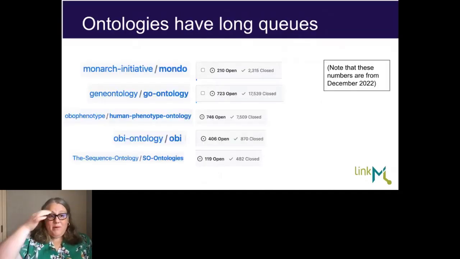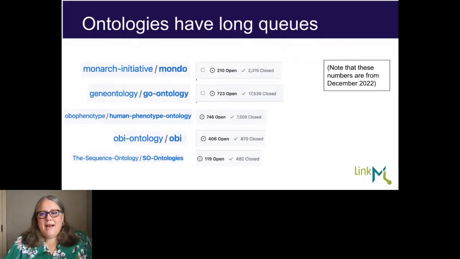And the OBO Foundry, you know, has a lot of processes in place to help this go faster and help you make a good ticket, and also ensure that the changes made to the ontology are consistent and logically coherent. But we still have some long queues here. So I want to point out that there might be all these open tickets, but look at all the closed ones too, right? So we're doing a good job, but it sometimes takes a long time. And the ontology developers are well aware of that.